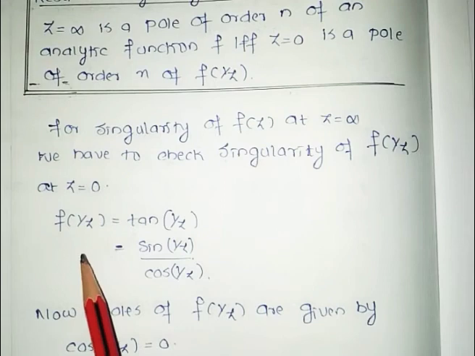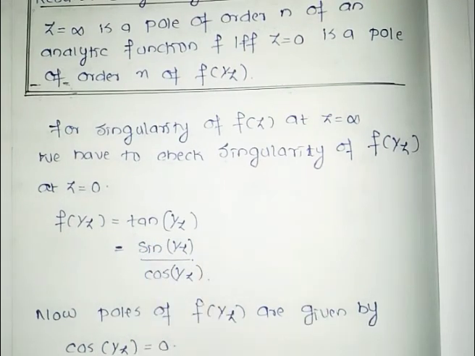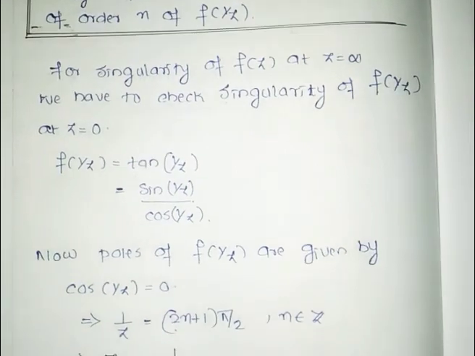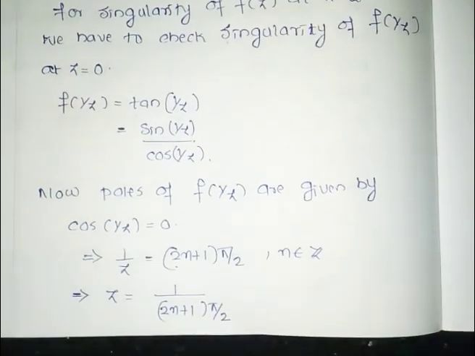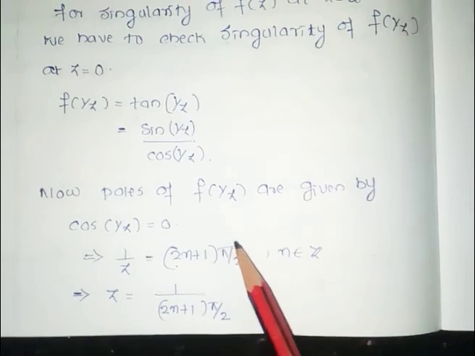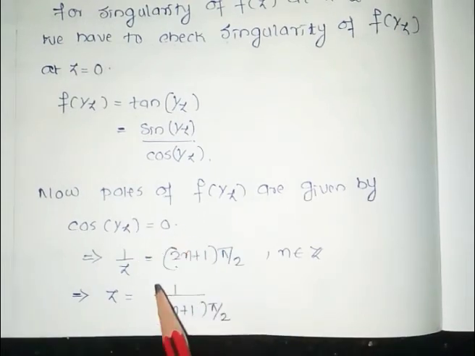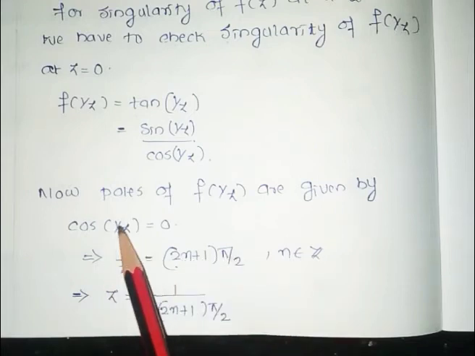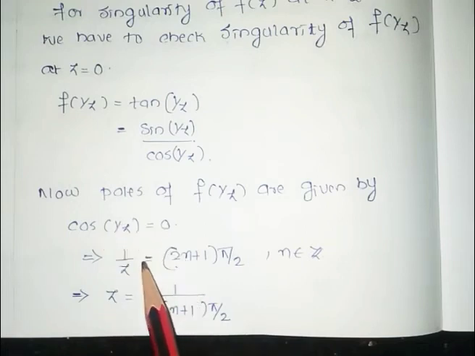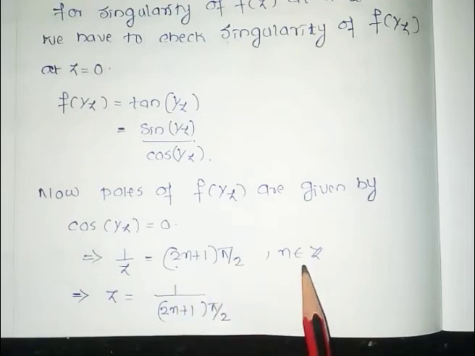Now we have f of 1 by z equal to tan 1 by z, which is equal to sin 1 by z divided by cos 1 by z. Now the poles of f of 1 by z are given by cos 1 by z equal to 0. So cos 1 by z equal to 0 means that 1 by z is equal to (2n plus 1) pi by 2, n belongs to Z. That is, cos z is equal to 0 only when z is equal to (2n plus 1) pi by 2. Therefore here we have 1 by z equal to (2n plus 1) pi by 2 where n belongs to Z, which implies that z is equal to 1 by ((2n plus 1) pi by 2).